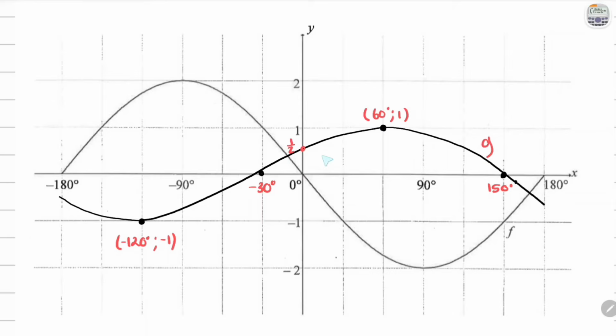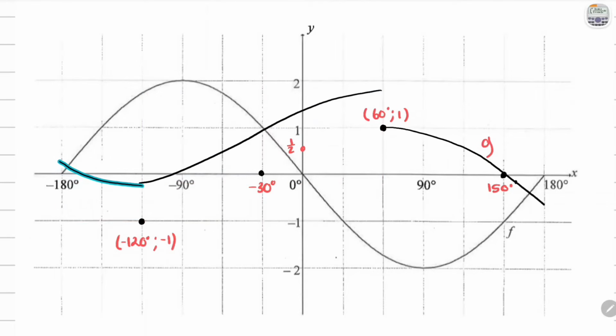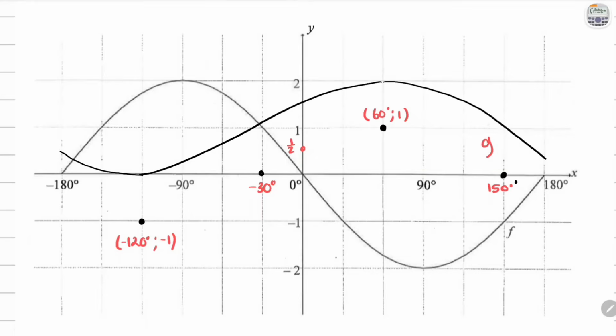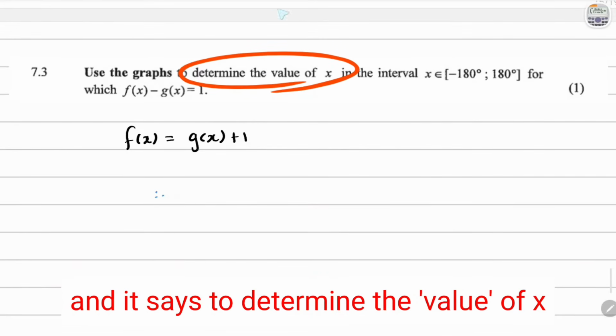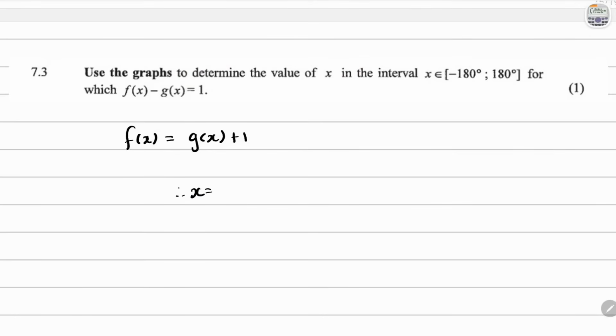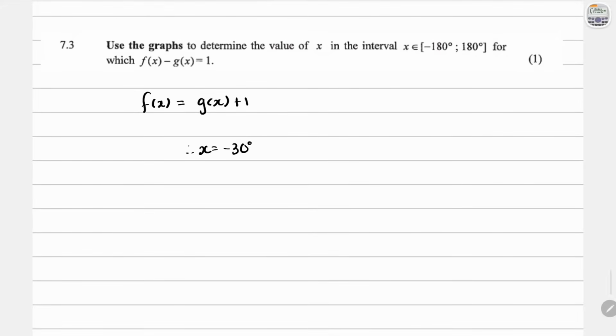And if we wanted to see whether there were any more solutions, we could still think about it as shifting that up. If you shifted everything on g up by 1 unit, would you have any other place where they intersect? And yeah, it actually does intersect somewhere else. And I don't even think this was intended to happen. But what we can do is just go with x equals negative 30 degrees because this question was specifically a 1-mark question. Okay, so we can just tell them this is where x is equal to negative 30 degrees, and that is our answer. Moving on to the next question.